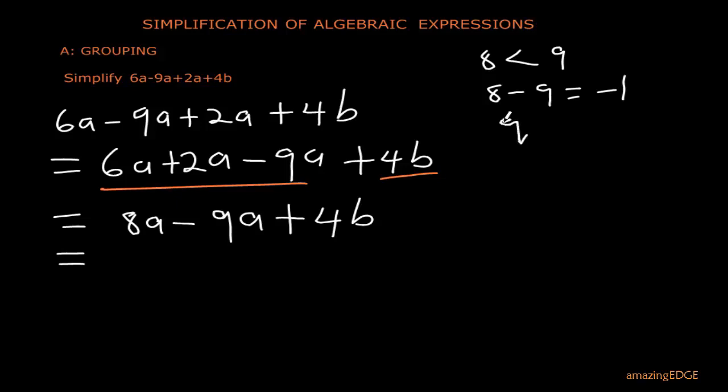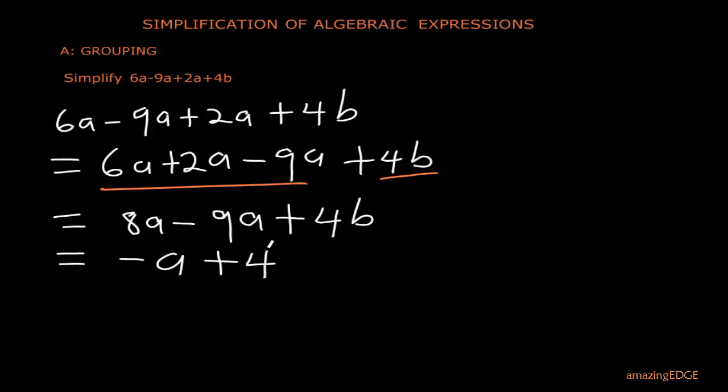Supposing 9 is greater than 8, of course, you see that 9 is greater than 8. So if we are dealing with 9 minus 8, that will give us only plus 1. So we're having minus 1 here because 8 is less than 9. So 8A minus 9A will give us minus A, then plus 4B, and that's what we have.